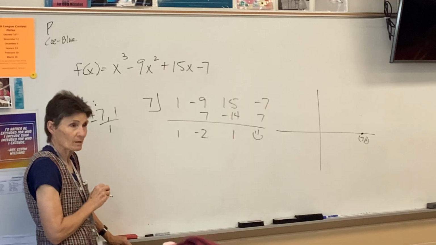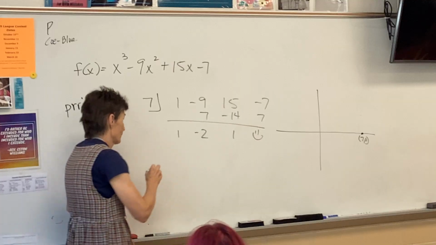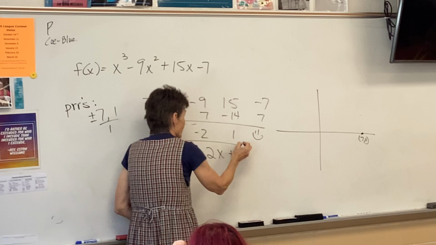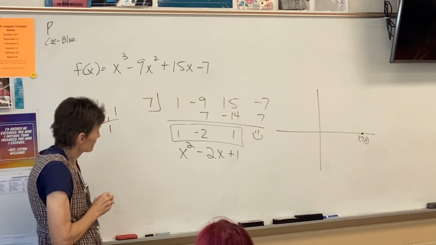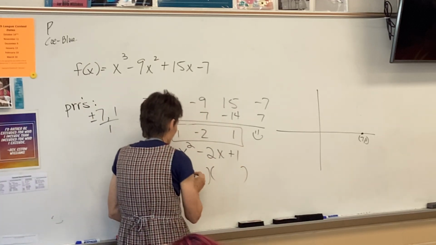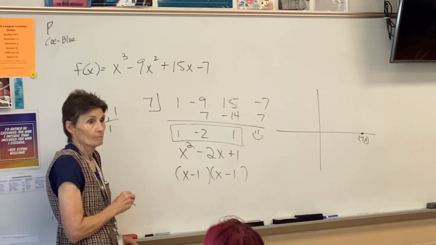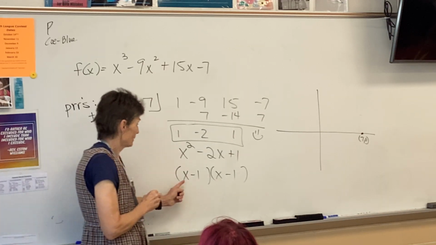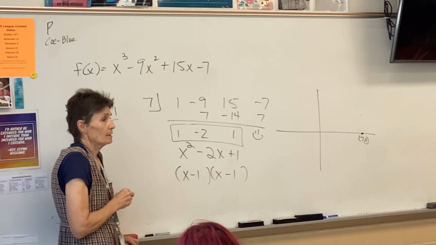Now, where am I going to find the other ones? X squared minus 2x plus 1 is what's called my depressed polynomial. That's my quotient. How does that factor? X minus 1, X minus 1. X minus 1 minus 1? Is that right? Negative x, negative x. Now wait a second.